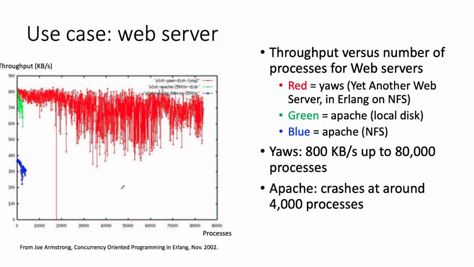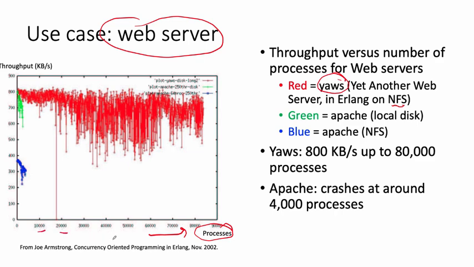So let me show you now 2 use cases of application of Erlang. The first application is a web server. In Erlang, the web server is called YAWS, which means yet another web server. This is written in Erlang running on the NFS file system. If you look at the graph, you have here in the horizontal axis the number of processes, so 10,000, 20,000, and so on. So this is the number of concurrent requests to the web server.